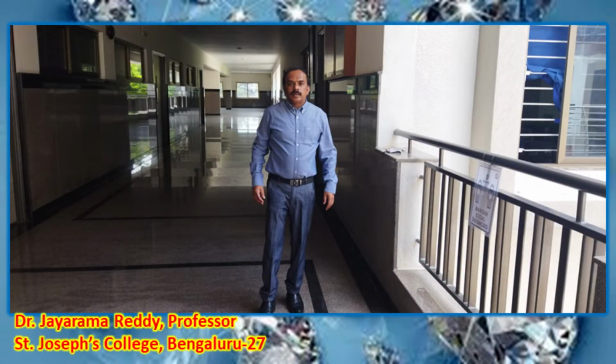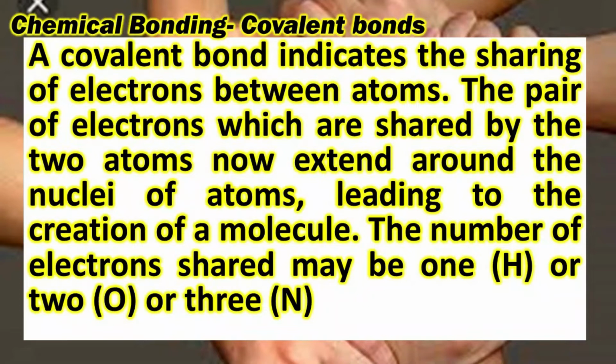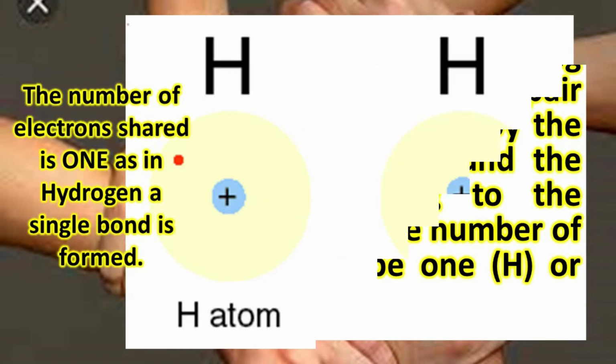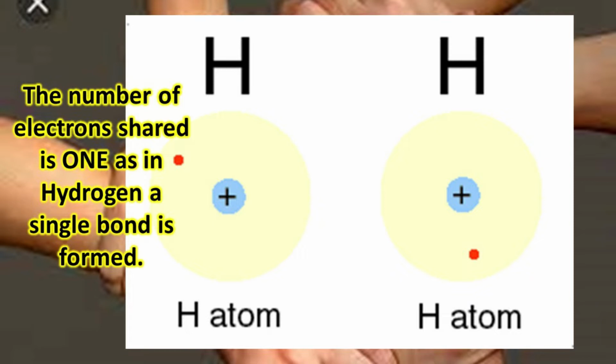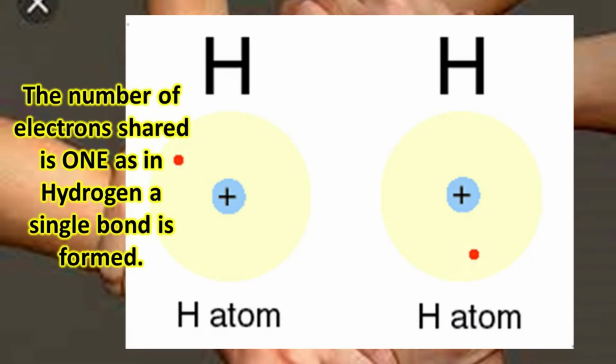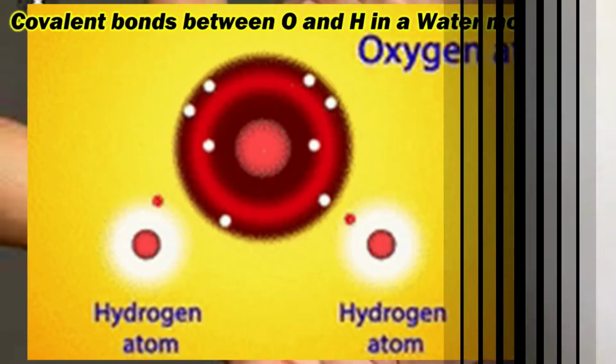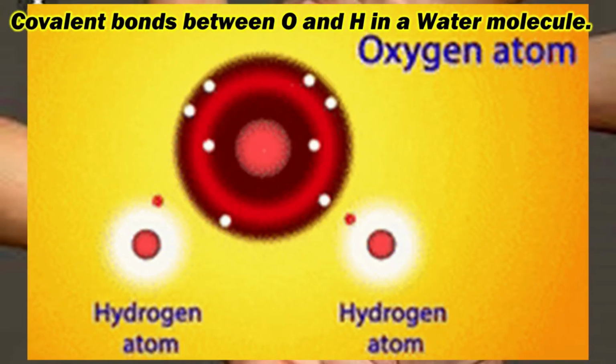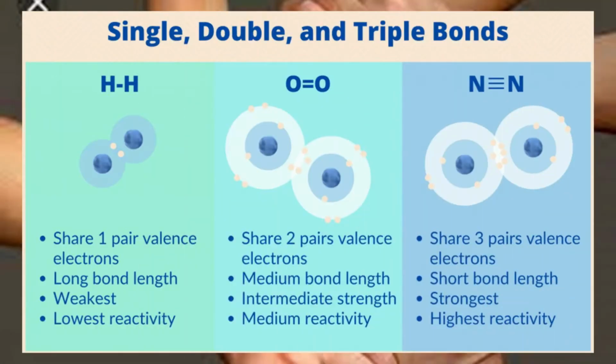For example, a hydrogen atom will form a covalent bond with one more hydrogen atom. We have two hydrogen atoms, each with a lone electron, and they share the electrons with each other and thus form a single bond, which is a type of covalent bond. Similarly, two oxygen atoms share two pairs of valence electrons.